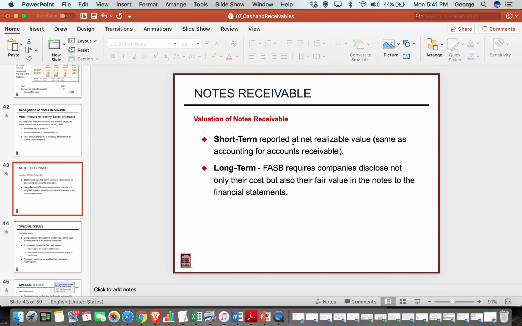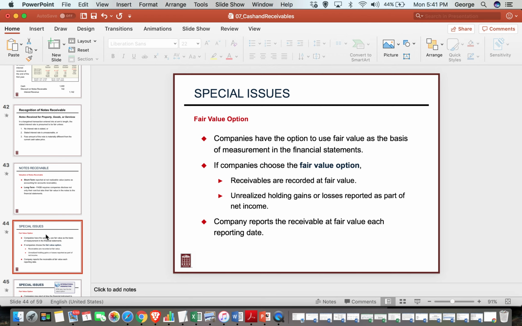Valuation of notes: short term should be reported at net realizable value, same thing as for accounts receivable, so less anything you don't expect to collect. And then long term, FASB requires companies to disclose not only their costs, but the fair value of the notes in their financials.